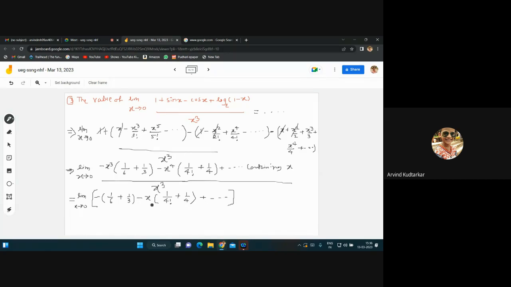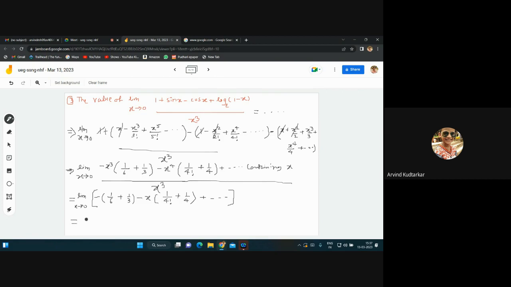And when you apply the limit as x tends to 0, except the first term, the remaining terms will be 0 because in the remaining terms there will be x as a scalar multiple. That means in the remaining terms x is a multiple, therefore all those terms become 0. But in the first term there is no term of x as a scalar multiple. So when you apply the limit, all these terms become 0.